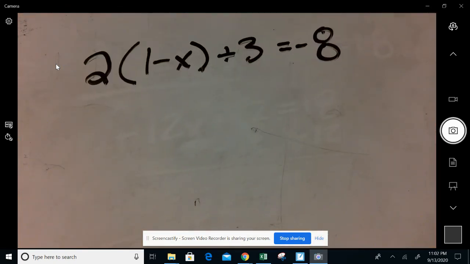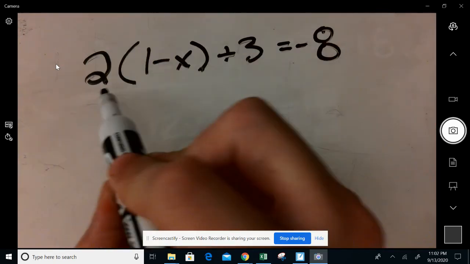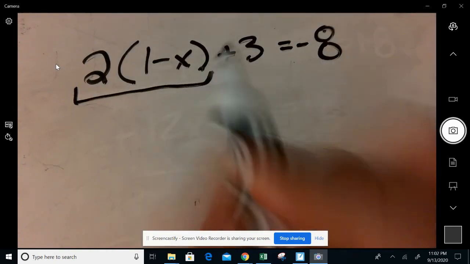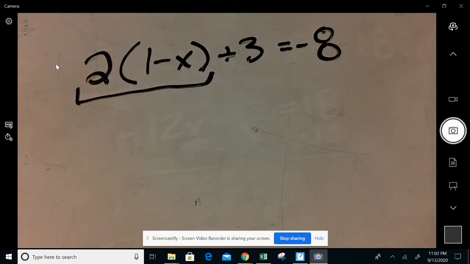All right. So what it says is 2 times the quantity 1 minus x, plus 3 equals negative 8. And the problem here is, before we had 2 variables and we needed to make it 1 so we could deal with it. That's if we have the same variable. They were both x's. In this case, we only have 1, but we have this, which kind of makes it tricky. The x is trapped in the parentheses. So we have to simplify it to where there's no more parentheses.